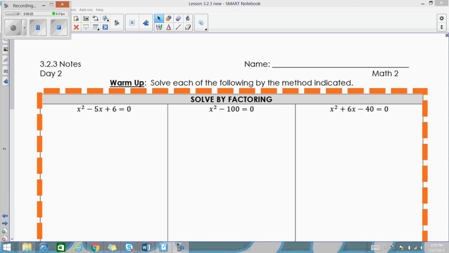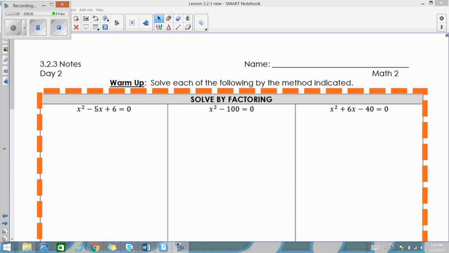All right, kids. So today is day 2 of completing the square. So the front page is a warm-up. The entire thing is a warm-up. This is what I want you to do. You should be able to get this done in about 10, 15 minutes, somewhere between 10 and 15 minutes.